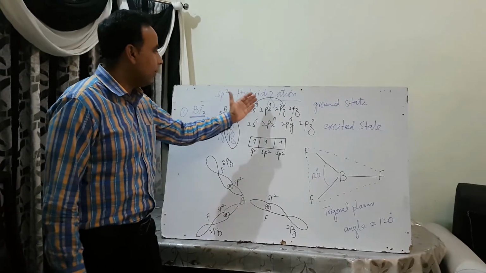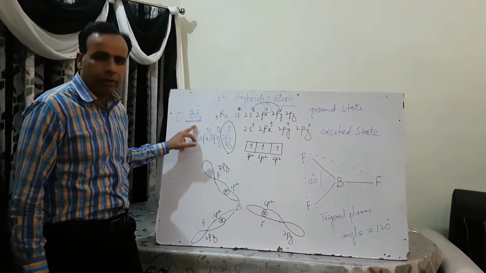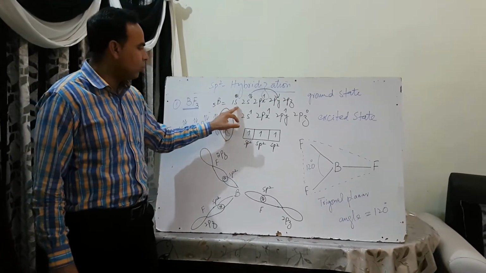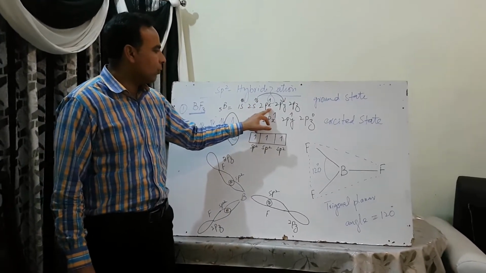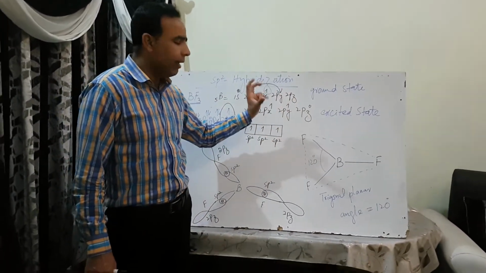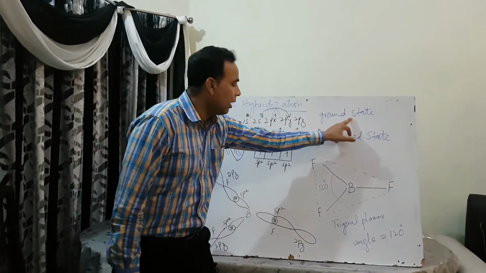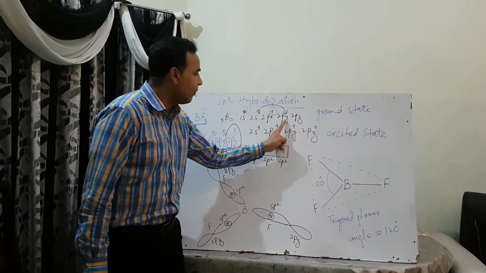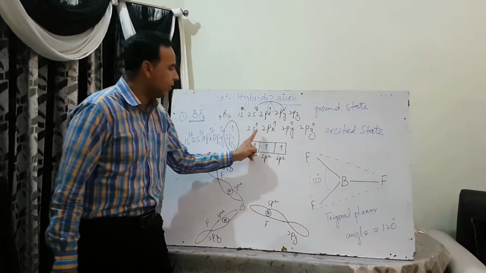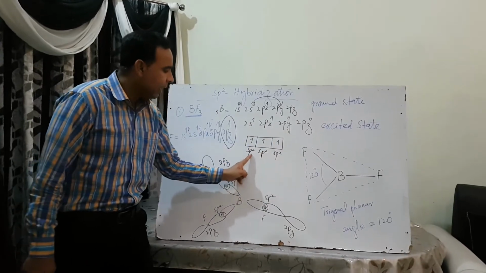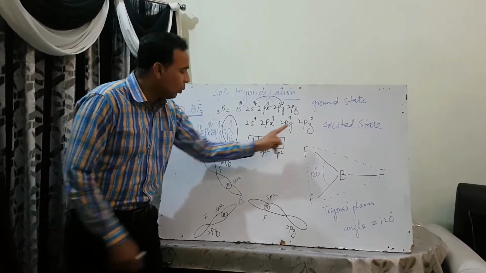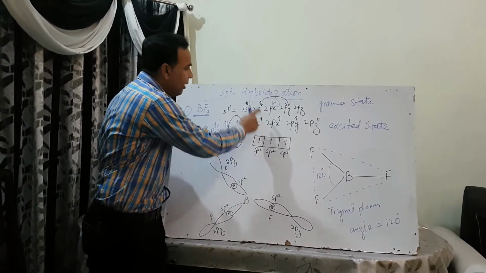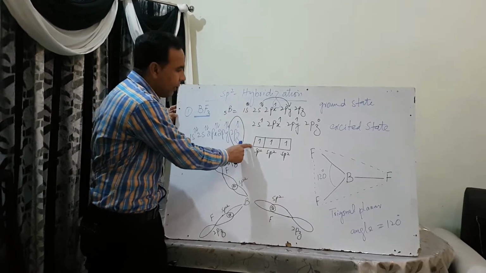Now sp2 hybridization. First example is boron trifluoride. Boron has atomic number 5: 1s2, 2s2, 2px1, while 2py and 2pz have no electron. This is called the ground state. We will promote one electron from the 2s orbital to the 2py orbital, and this is called the excited state of the boron atom. Here one s and two p orbitals are involved. Therefore, it is called sp2 hybridization.